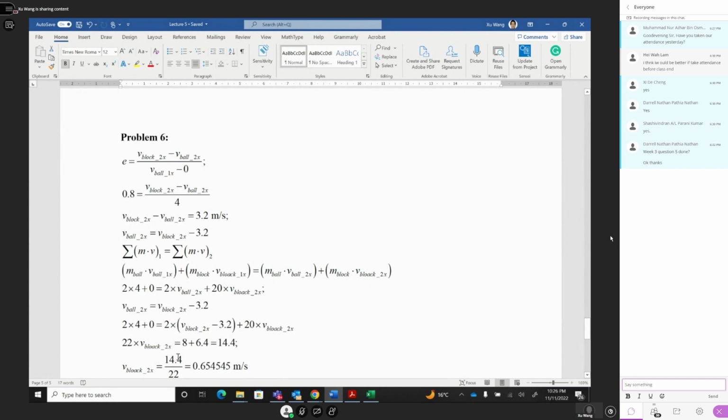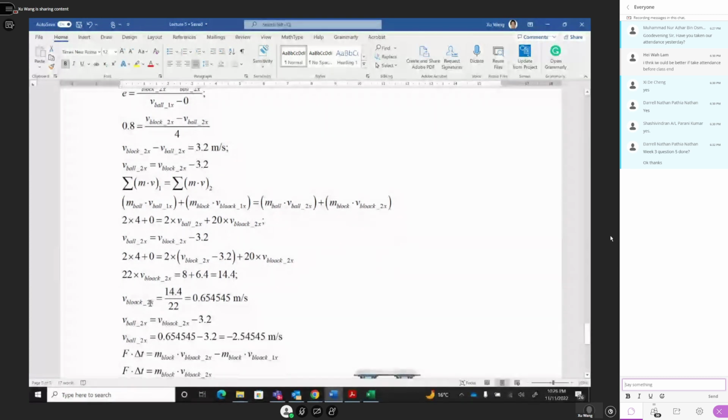It's minus move over 6.4 plus 8. That's the right-hand side. Get 14.4. And then you can solve V block 2x, divided by 14.4 divided by 22, equal to 0.64. And that's your result. After you get the V block 2x, use this formula: 0.6654 minus 32. You can get the ball velocity. V ball 2x velocity equals this one minus this one, equal to minus 2.54.